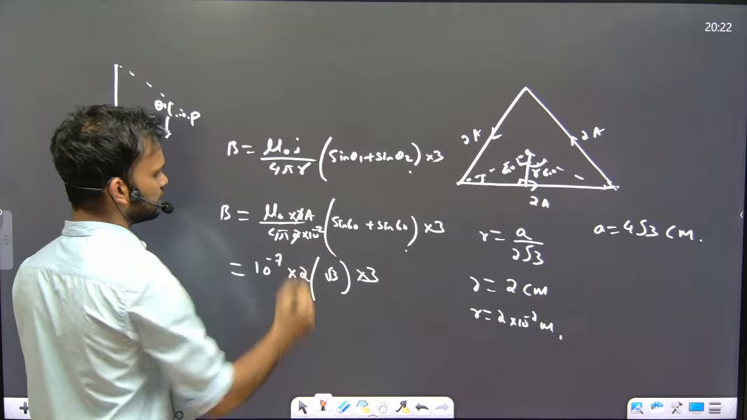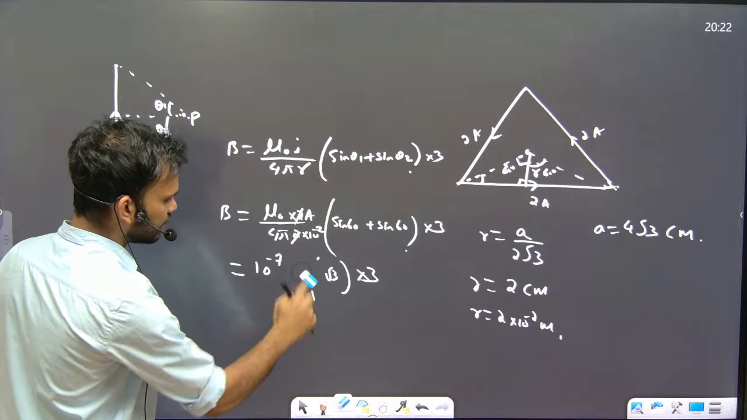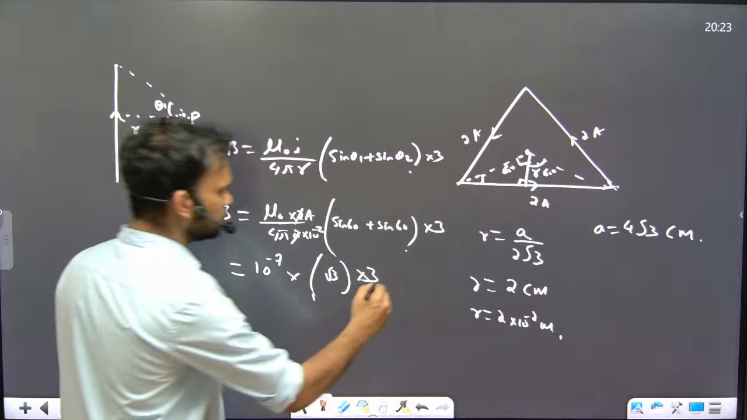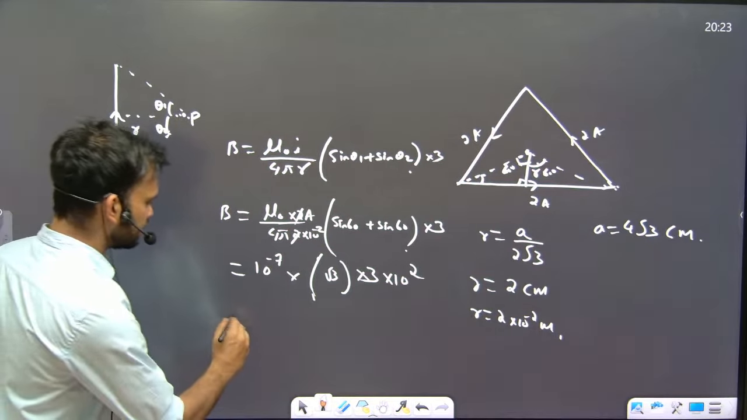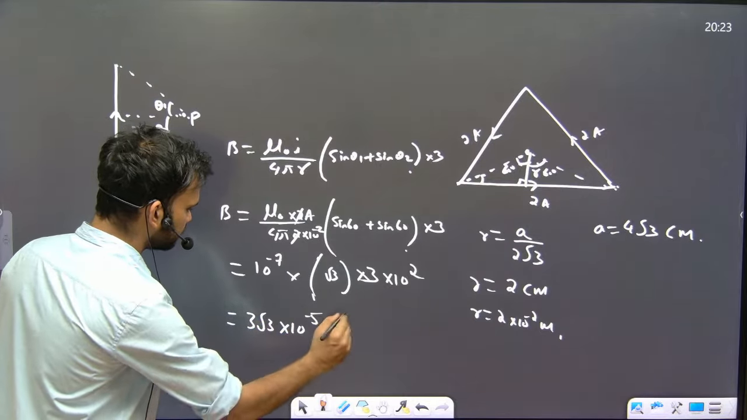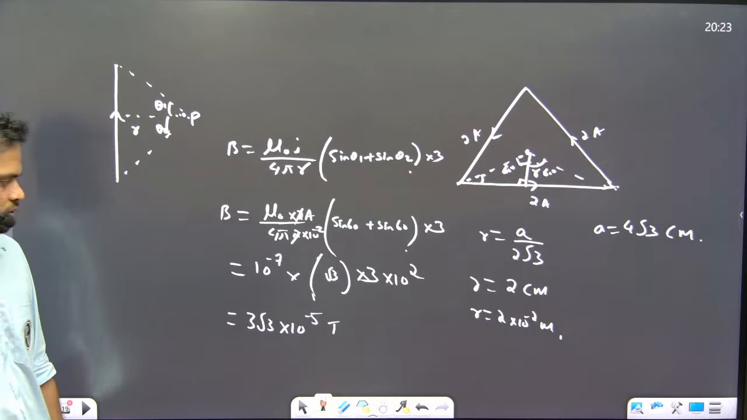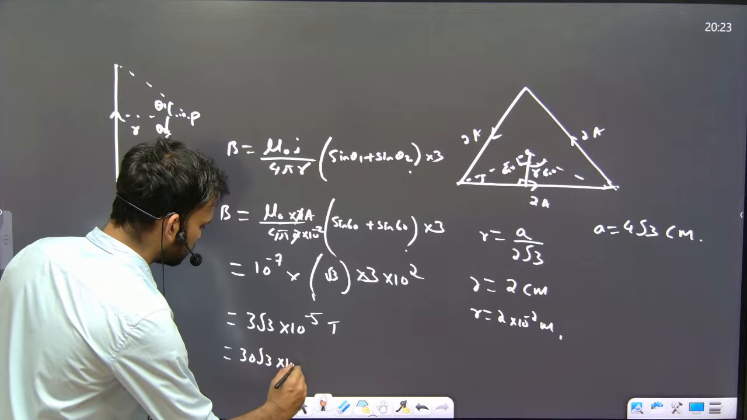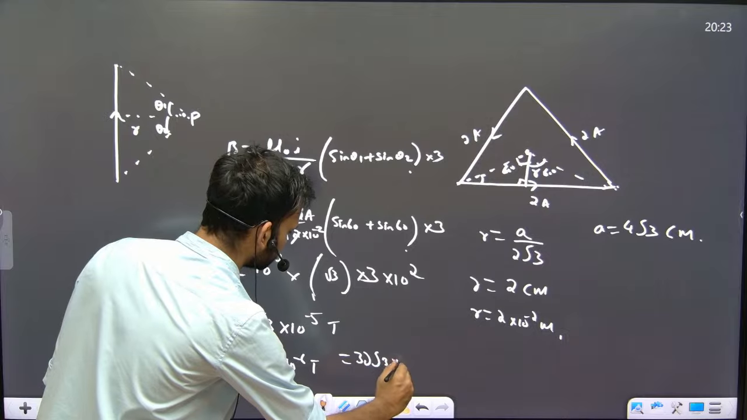So R gets cancelled, 2 gets cancelled. So 10 power minus 2 goes to the numerator, into root 3 into 3, so into 10 power 2. Now I can write this as 3 root 3 into 10 power minus 5 Tesla. But the answer is in micro Tesla, so it becomes 30 root 3 into 10 power minus 6 Tesla, or 30 root 3 micro Tesla.